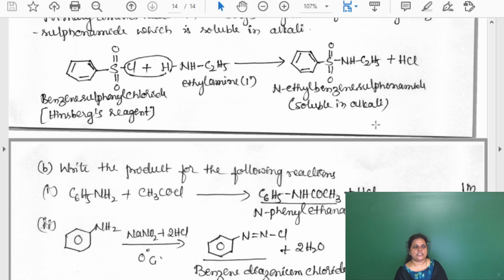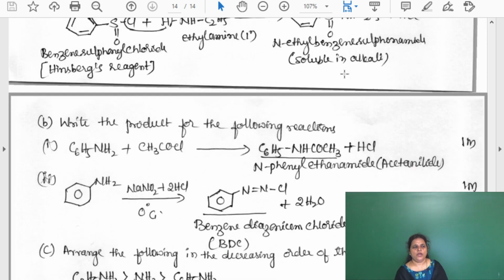Okay, so this is benzene sulfonyl chloride, called Hinsberg's reagent. When it reacts with ethylamine, I took the primary amine as ethylamine, it gives N-ethyl benzene sulfonamide with the formation of HCl, and this is soluble in alkali because of the presence of acidic hydrogen. Since this hydrogen is present next to the highly electronegative, highly electron withdrawing group, it acts as an acidic hydrogen, therefore it is soluble in alkali.